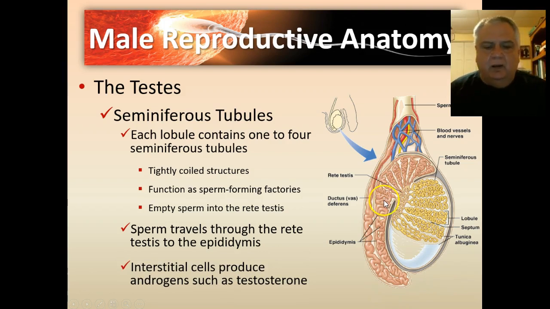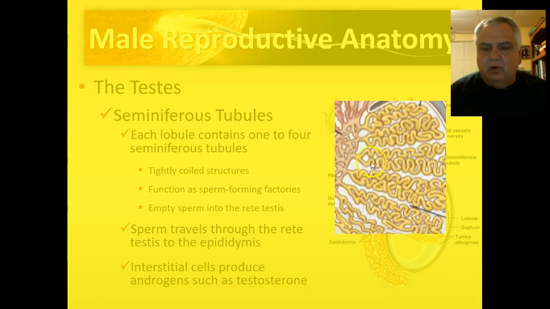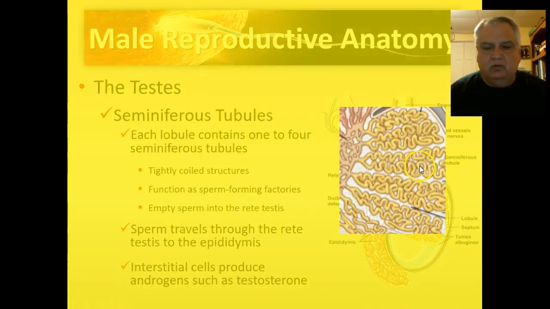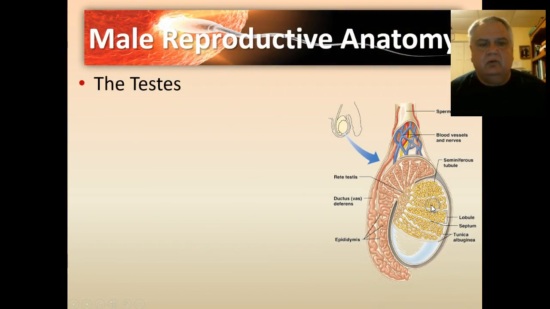By the way, speaking of the androgens, they are going to be manufactured by what are called interstitial cells. These interstitial cells are located here in the areas between the folds of the seminiferous tubules. So that's where testosterone is manufactured.